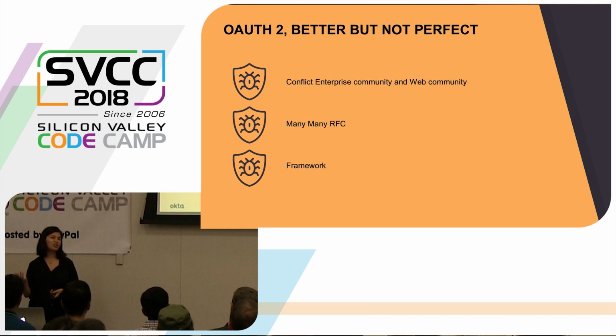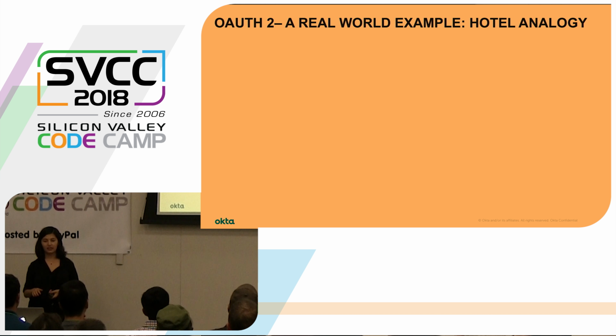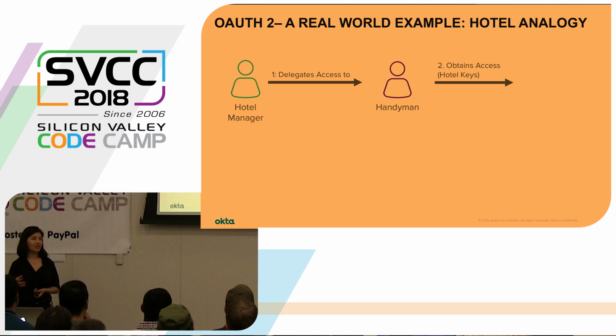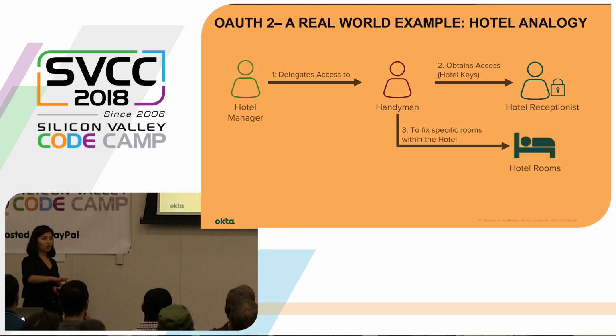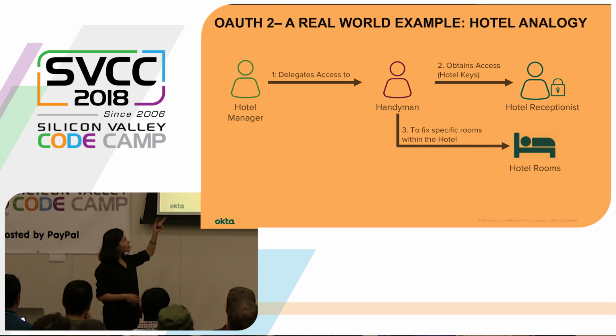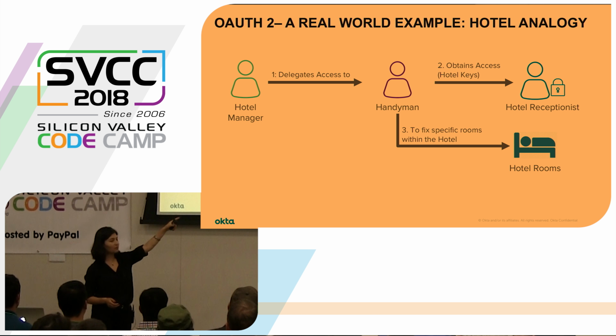So let's look at a real world example of how this scenario plays out. Let's say I'm a hotel manager, and I want to grant access to the handyman. The handyman is going to obtain the key from the receptionist, and then he can go clean some of the rooms that the guests have left and that are not clean yet. As you can see, I delegated access to the handyman, and the handyman goes on my behalf, gets the key from the receptionist, and cleans the room on my behalf, okay?